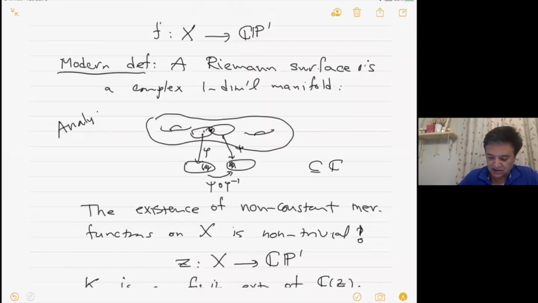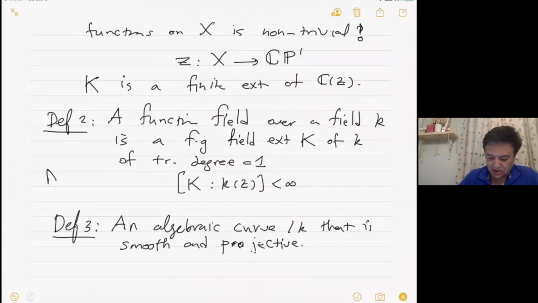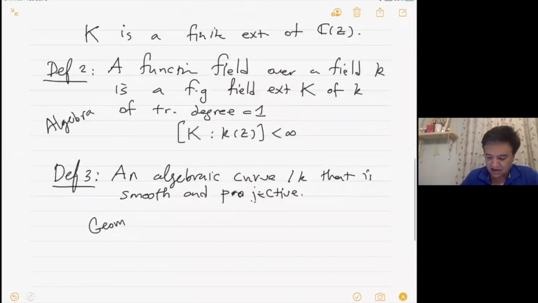The second definition lives in algebra. And the third definition lives in geometry, in the realm of geometry. And there are other approaches to Riemann surfaces beyond these.